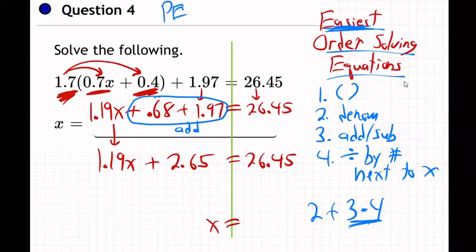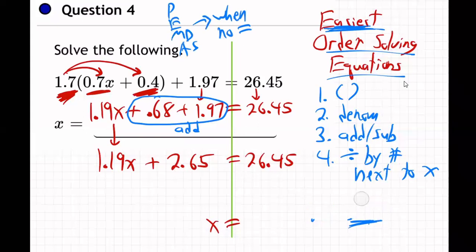So PEMDAS, please excuse my dear Aunt Sally. This is when there's no equals. You have to follow it. That's the law when you don't have an equals. But with an equal sign, you can do whatever you want as long as you do it to both sides. I'm just saying this will usually be the easiest order. So my point is, I'm going to do the adding, subtracting. So I'm going to get rid of that 2.65.